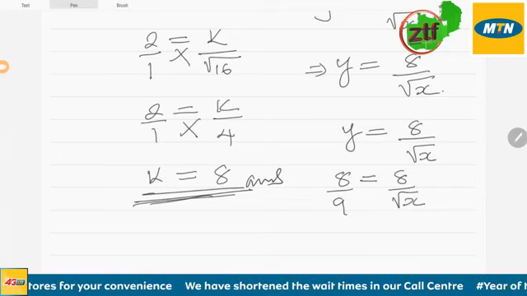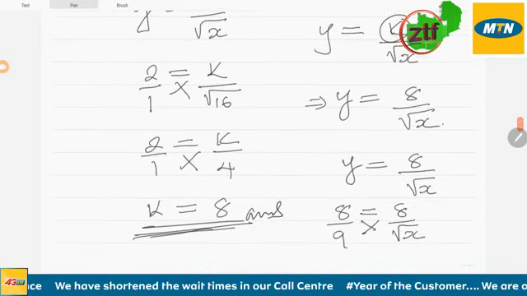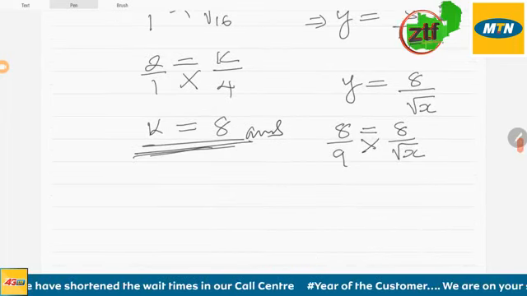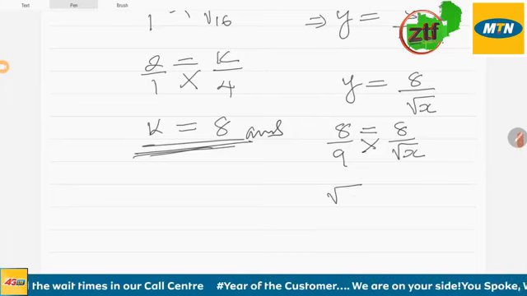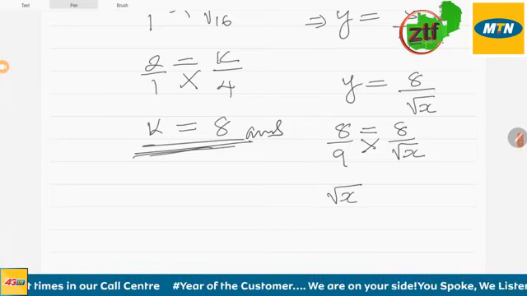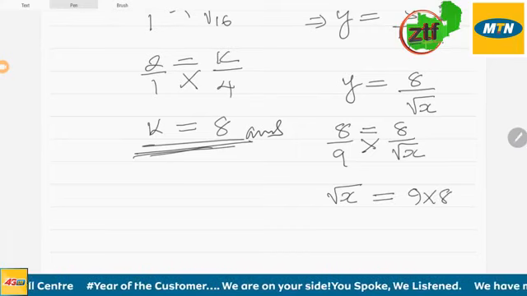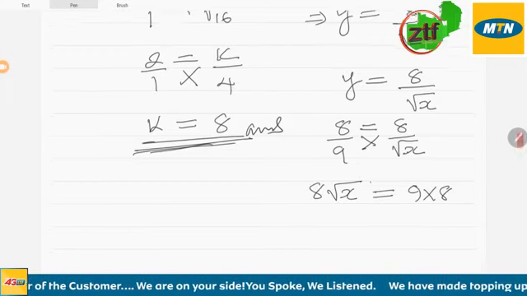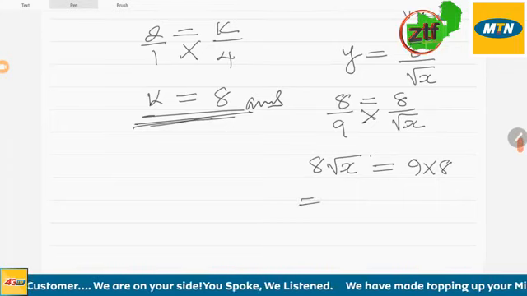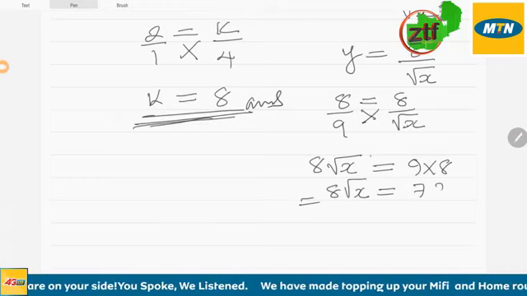I hope you're able to follow there. Then we're going to cross multiply, because that is what the equation connecting the variables states. So when we cross multiply, we are going to have square root of x equals 9 times 8. Then we have 8 here because we are also multiplying there. Then 9 times 8 is going to give us 72. So we have 8 square root of x equals 72.